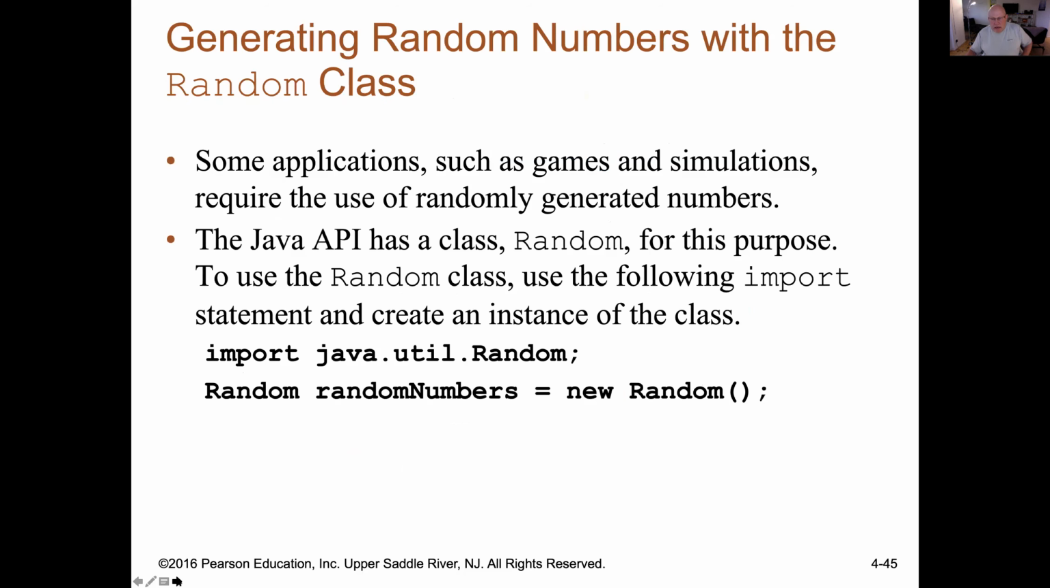How do you generate random numbers with the Random class? Some applications, such as games and simulations, require the use of randomly generated numbers. So the Java API has a class called Random for this purpose. To use the Random class, use the following import statement and create an instance of the class.